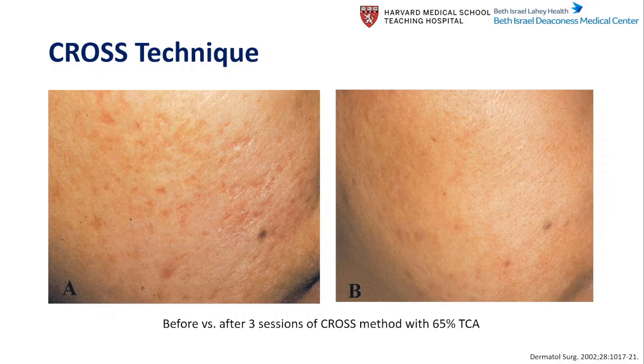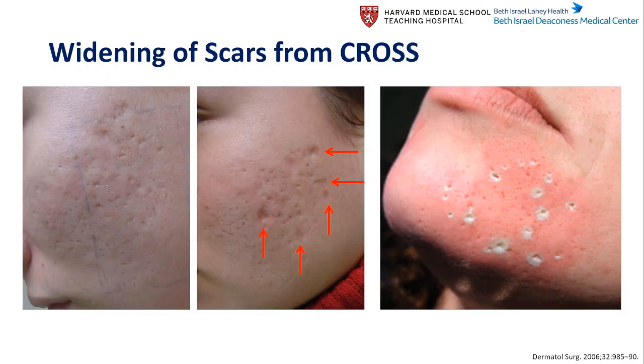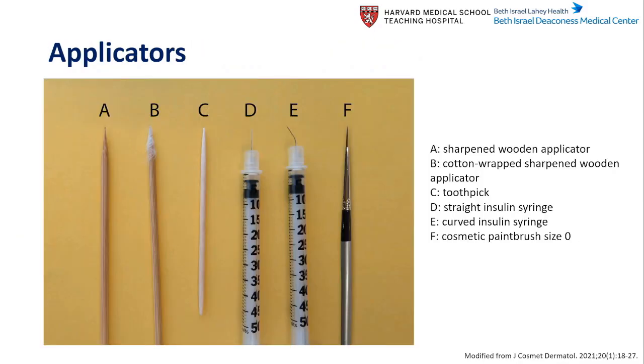And these are before and after photos in the first paper. After the initial publication, this technique gained a lot of attention in several countries. But several years later, we started to see case reports of a side effect, widening of scars from the CROSS method, which was mainly attributed to too much TCA solution inside very, very small scars. So you can see the spillover of the TCA to the surrounding tissue. So these are the applicators published in the literature.